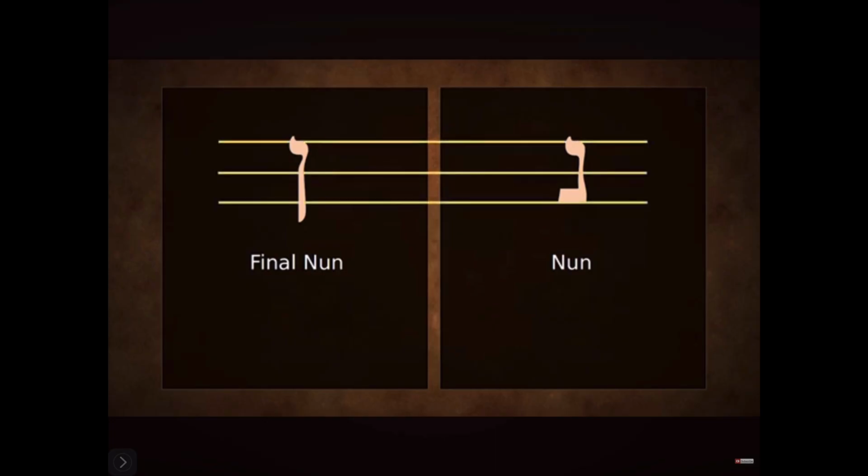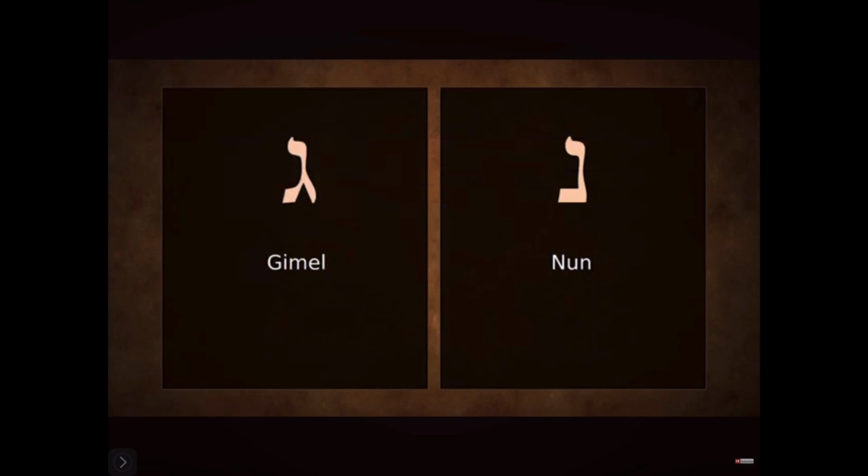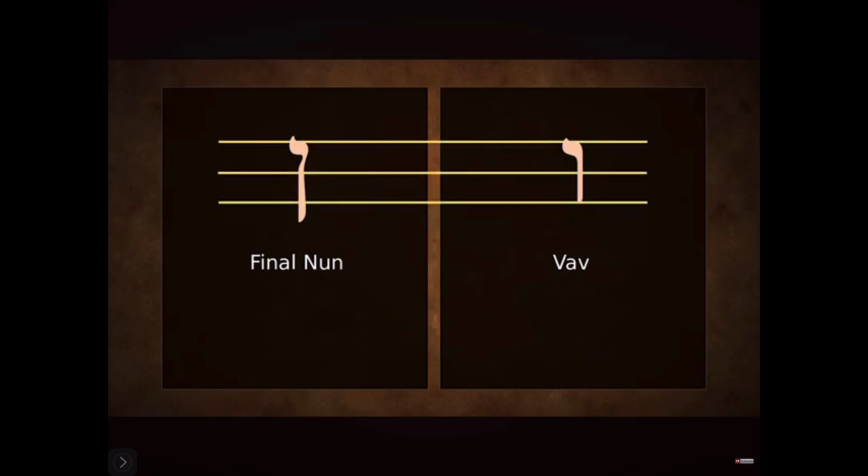Here we can see that the final nun extends below the normal line of writing, just like the final kaf does. The regular nun looks very similar to a gimel. The difference is here, in the bottom right, where the nun is flat, but the gimel has this little tail. Also, the final nun looks a lot like a vav. Of course, you can tell these apart by the length of the final nun. The vav is regular height, and the final nun extends down below the normal line of writing.